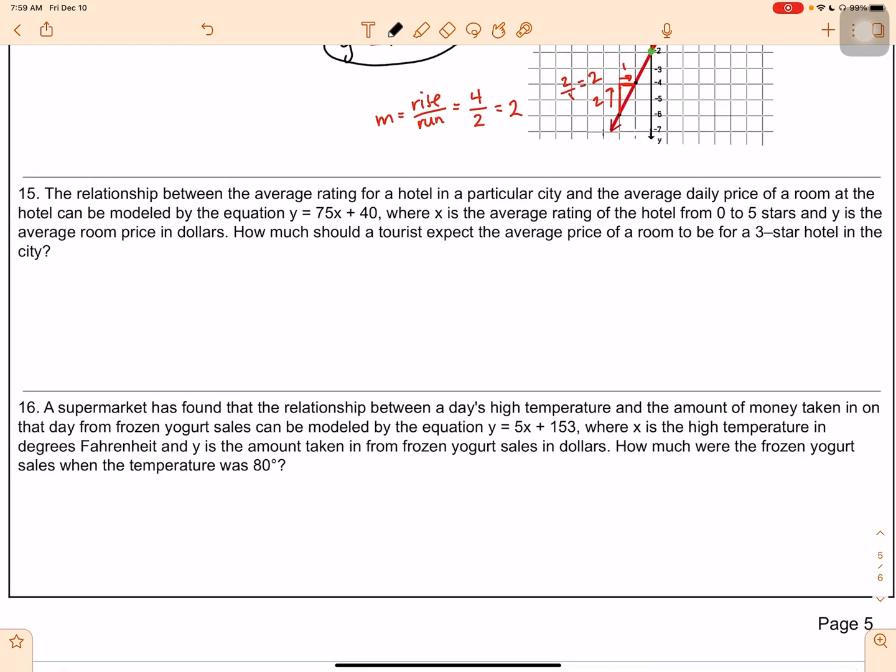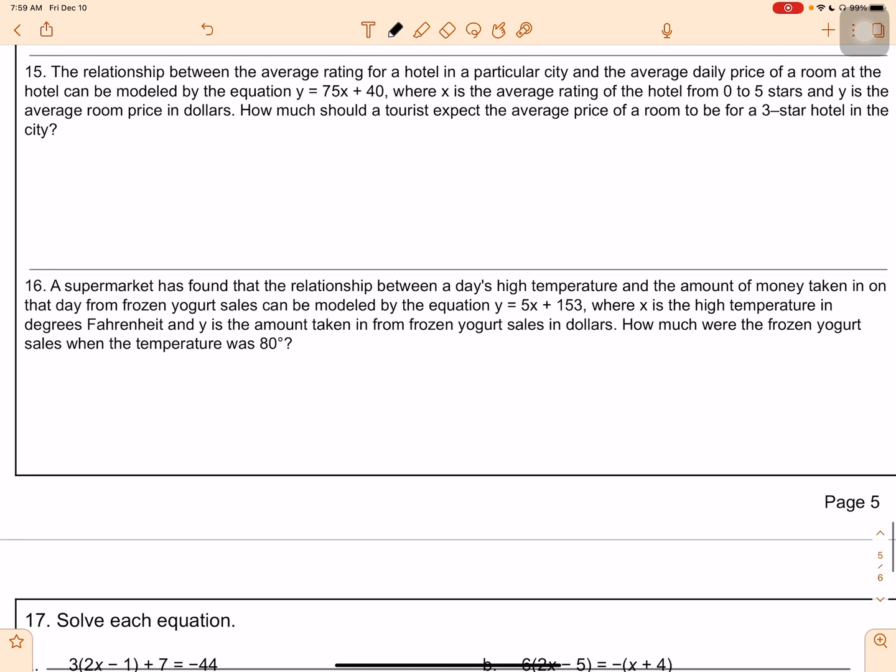All right. The relationship between the average rating for a hotel in a particular city and the average daily price of a room at the hotel can be modeled by the equation y equals 75x plus 40, where x is the average rating of the hotel from 0 to 5 stars, and y is the average room price in dollars. So how much should a tourist expect the average price of a room to be for a 3-star hotel in the city? So 3 stars, that means I'm dealing with my x.